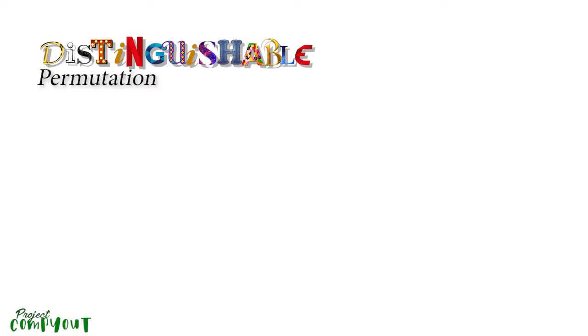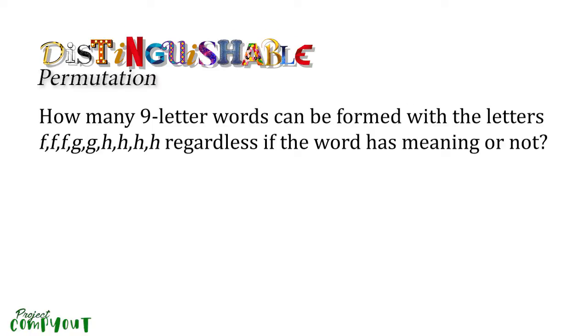Let's have some examples. Say we have 9 letters at hand. How many 9-letter words can be formed regardless if the word has meaning or not? Well, we must consider that the 3 F's are alike, the 2 G's are alike, and the 4 H's are also alike, meaning F is duplicated 3 times, G is duplicated 2 times, and H is duplicated 4 times.